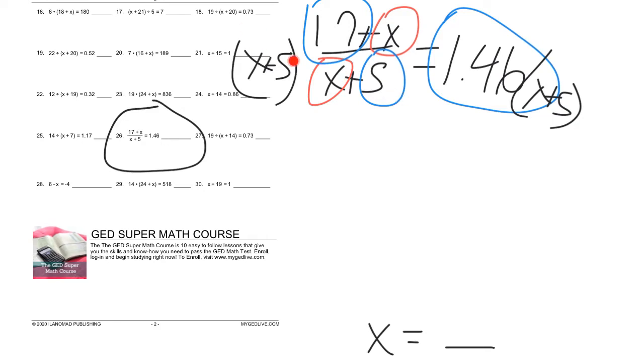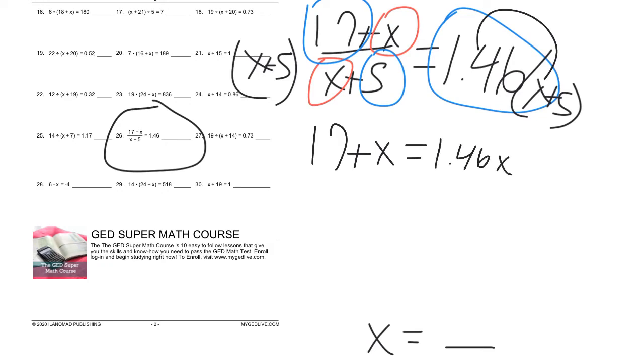Now, the benefit of doing that is that x plus 5 times the quantity of 17 plus x over x plus 5, that x plus 5 cancels out. So that allows me to simply have 17 plus x. And then we're going to distribute. So that's going to be 1.46x, and then 5 times 1.46, which is going to give us 7.3. So now we're still back at this point.